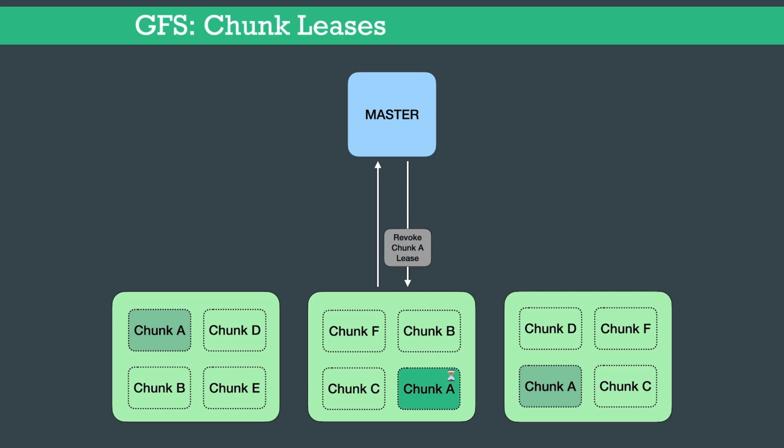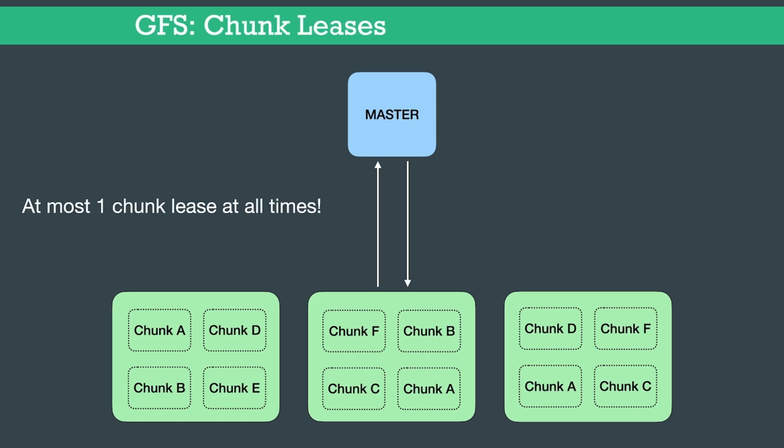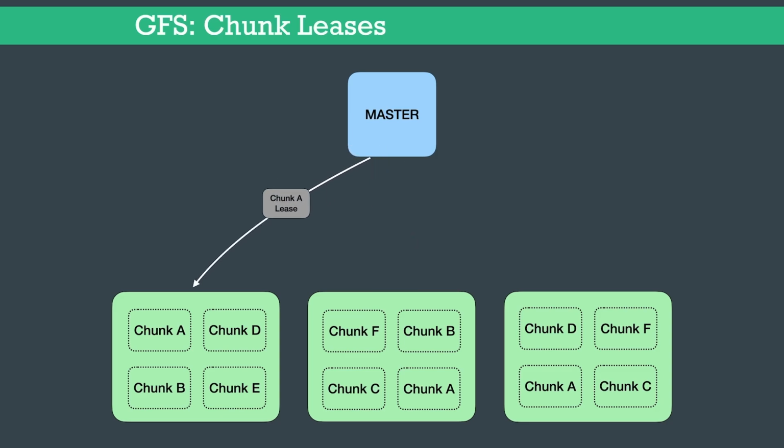The master may sometimes try to revoke the lease before its expiration time, for instance to disable mutations on a file if it wants to. It is very important to ensure that only one active lease exists at all times to avoid multiple chunk servers making mutation order choices. Even if the master loses communication with the primary, it can safely grant a new lease to another replica after the old one expires.